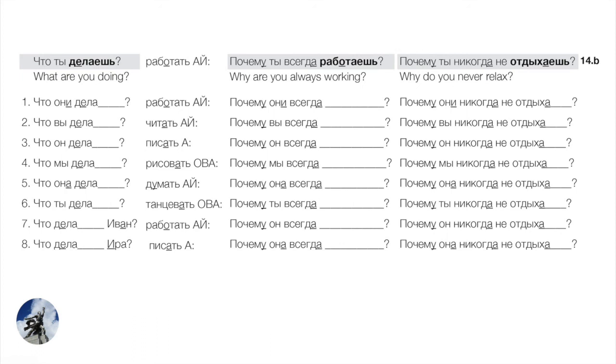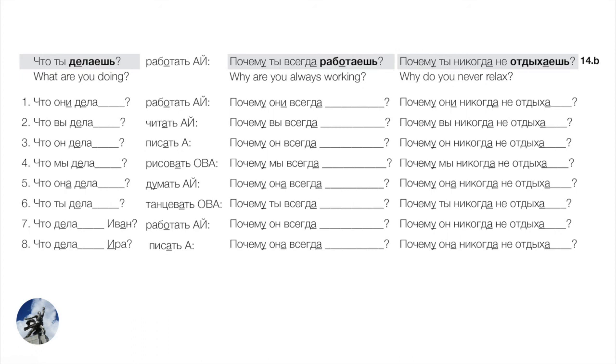Okay, so first column we're using делать, which is an I verb. Third column we're using отдыхать, which is also an I verb, so those should be quite easy. But then in the middle column we've got to watch out, right? We've got verbs of all 3 types here. Okay, let's take number 1 and go across the row. Что они делают? What are they doing? Okay, let's ask, why are they always working? And here, again, we're using работать. Почему они всегда работают? Okay, why do they never relax? Почему они никогда не отдыхают? Okay, отдыхать, an I verb.